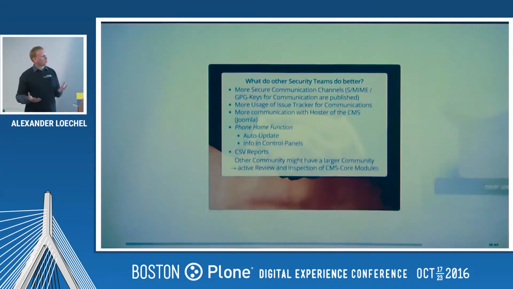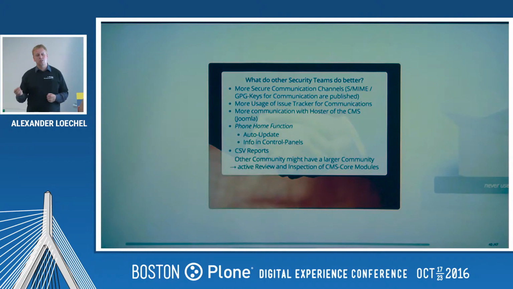So if we look at security teams, what do other security teams do better than us? Most or some have better communication channel settings. So if people want to inform you and want to do it over a secured communication layer, they publish the GPG or S/MIME keys for doing so. There is more usage of issue trackers in their communication at the backside.